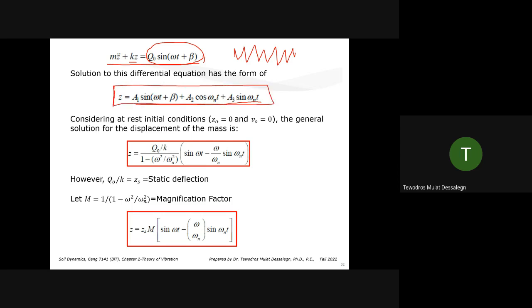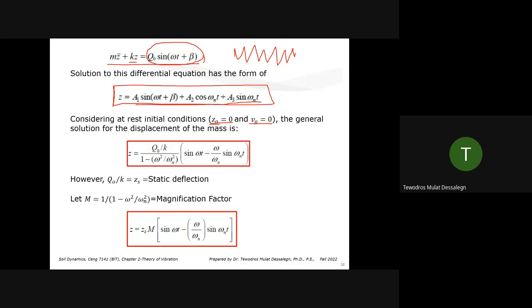You can find this solution in any advanced math book. Considering at-rest initial conditions, if initially it was at rest, both initial displacement and initial velocity are equal to 0, because the force causing the motion is now a machine, continuously vibrating. Let's assume initially there is no initial displacement given to the mass or initial velocity to the mass.